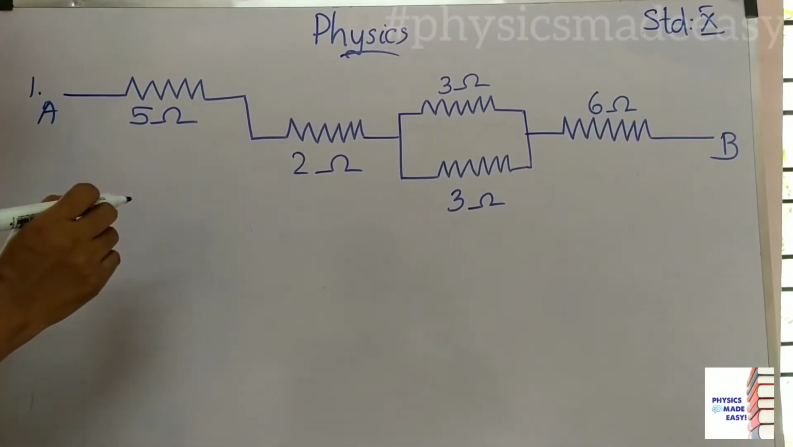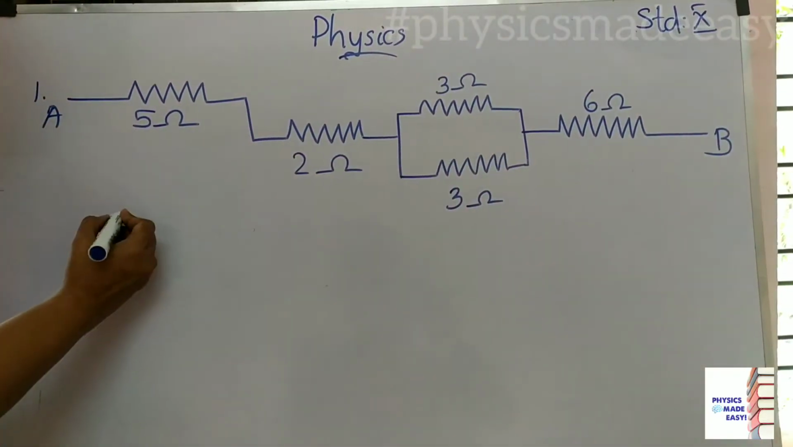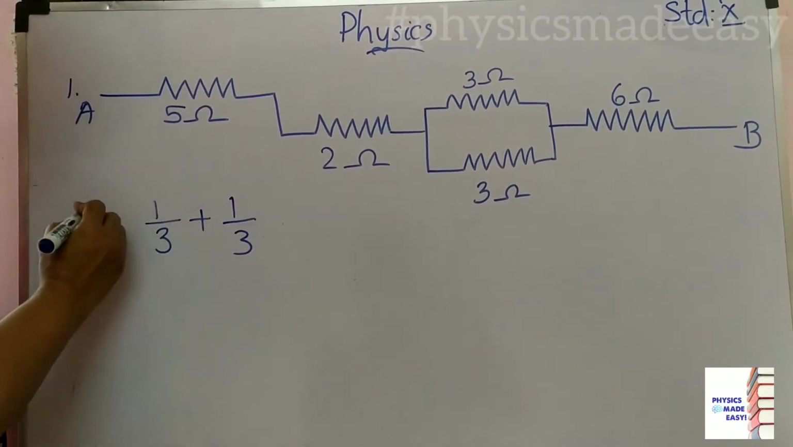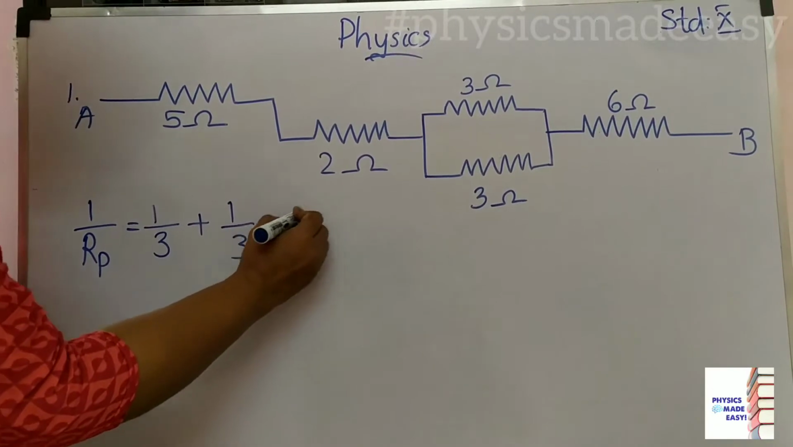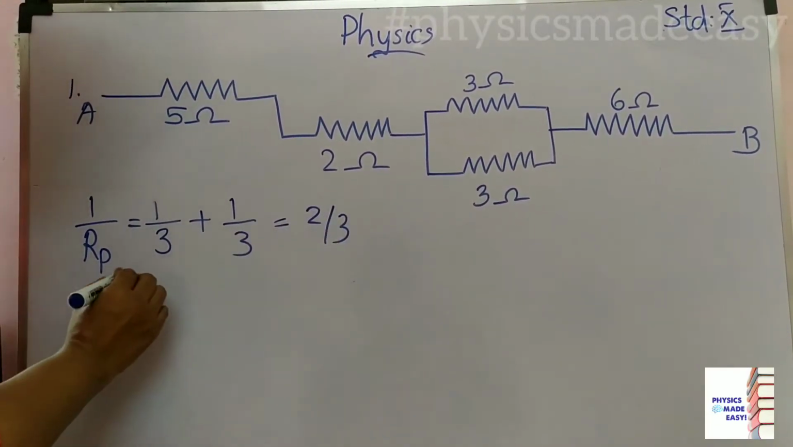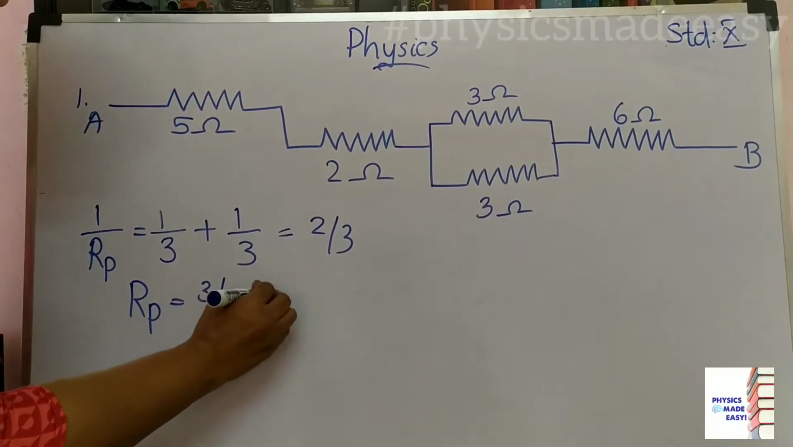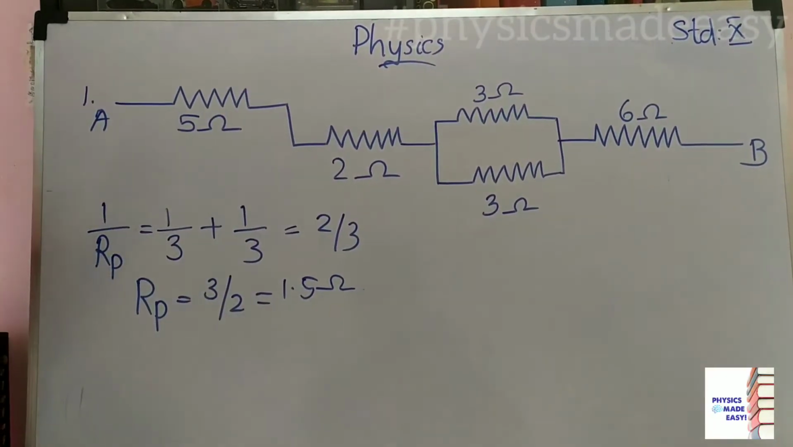Then how to find the effective resistance? First we have to solve this. Then 1 by 3 plus 1 by 3. Here I am taking that as Rp. Then you will get 2 divided by 3. This we can write Rp is equal to 3 by 2, that is equal to 1.5 ohm.